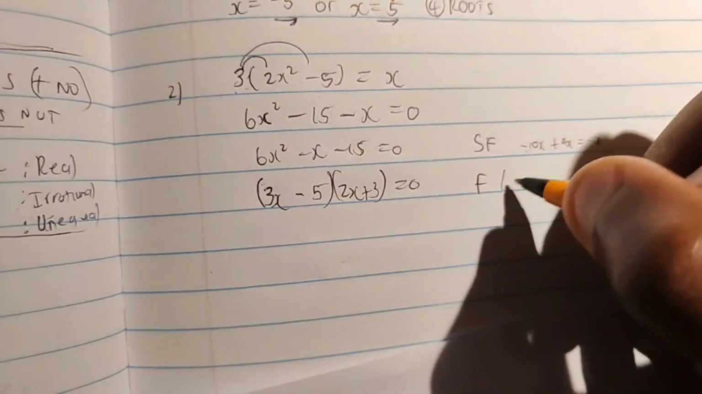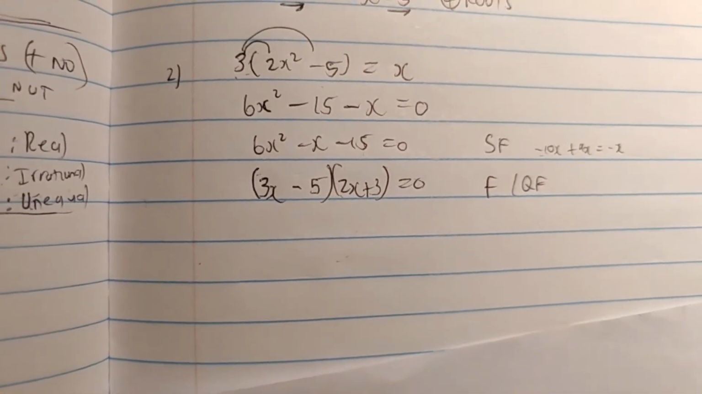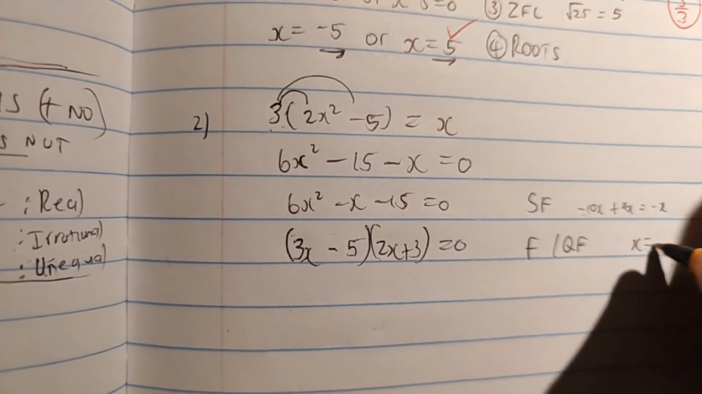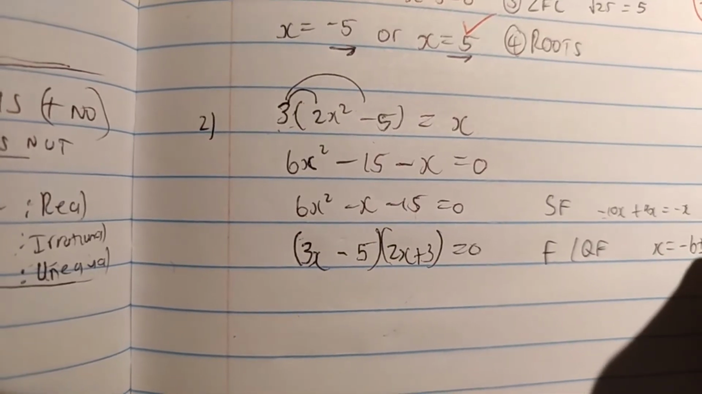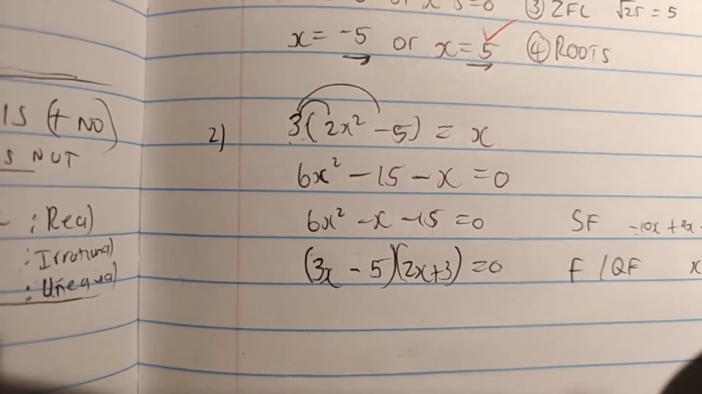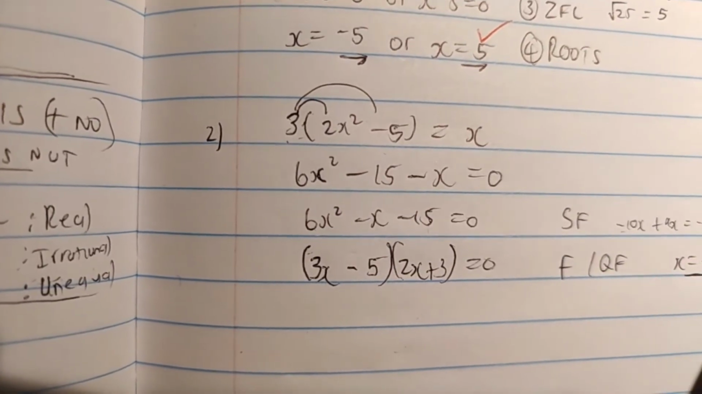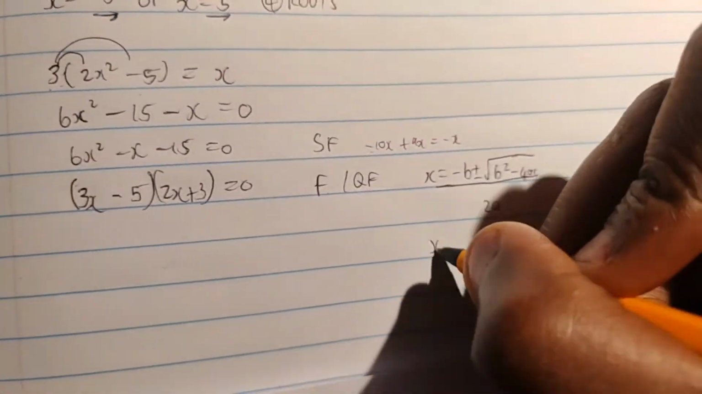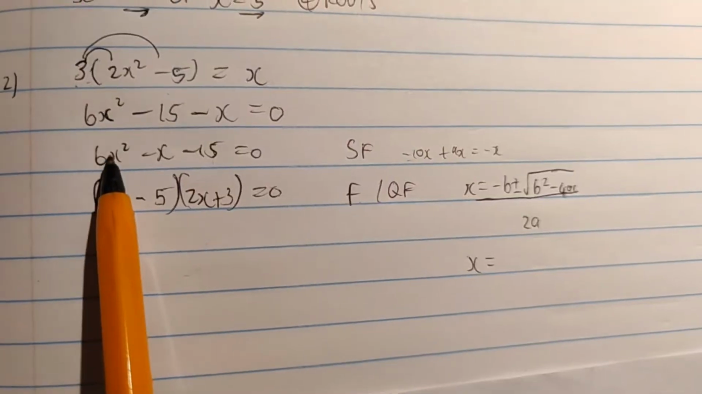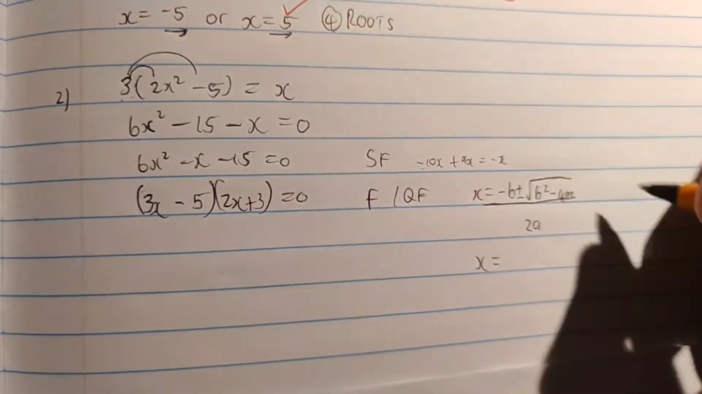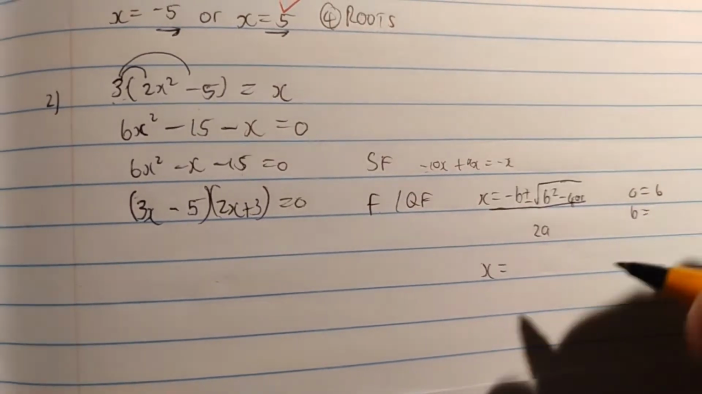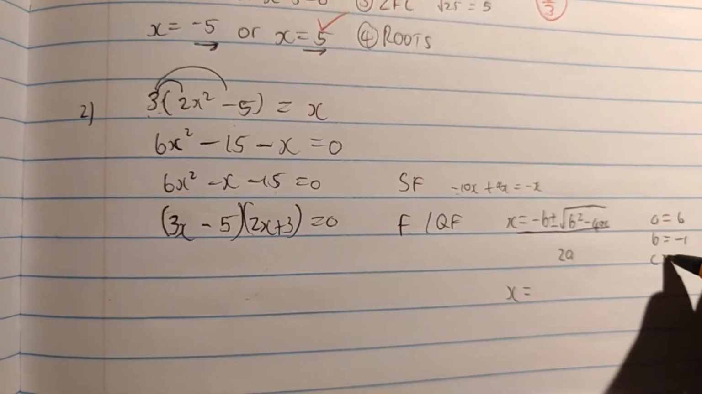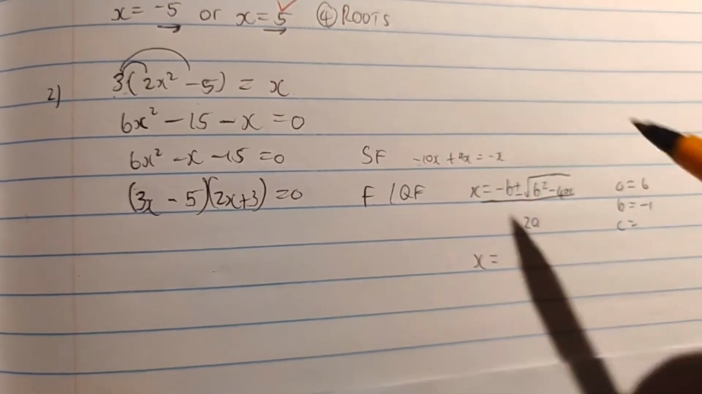Like I said, some of you may choose to use the quadratic formula. That's also fine. Okay. So we just need to make sure that you write out the full quadratic formula, please. You write out the full quadratic formula, then you substitute appropriately. Please, guys, a is going to be 6, b is going to be -1. There's a -1 there. C is going to be -15.